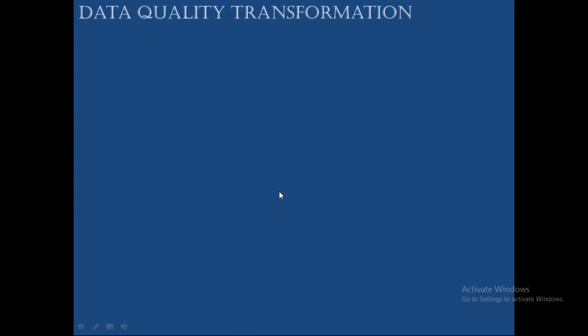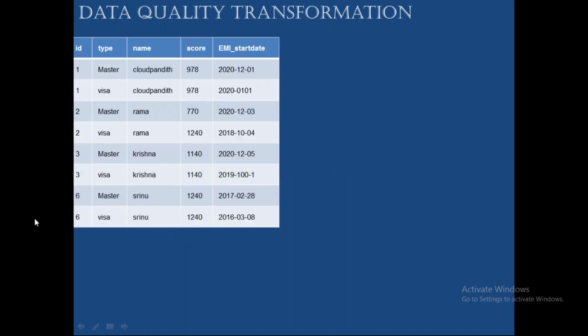Let's say the data quality transformation. You see, this is my data, and this is my EMI start date. Can you just look at the EMI start date and tell me which dates are not in a proper format? Tell me which records are not in a proper format.